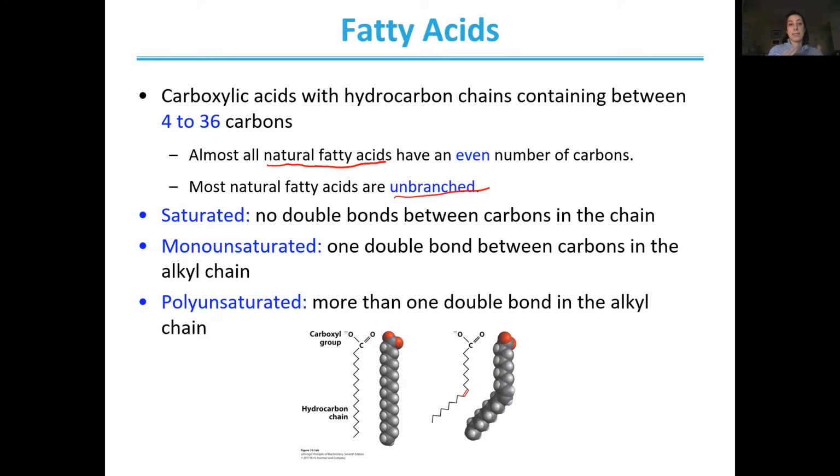Unsaturated fatty acids is any fatty acid that has at least one double bond in it. So these tend to be kinked. You can actually see in the drawing. They don't stack as well, and they tend to be liquids at room temperature. We can further describe these using vocabulary by saying if they are monounsaturated, meaning they just have one double bond, or polyunsaturated, meaning more than one double bond in the chain.